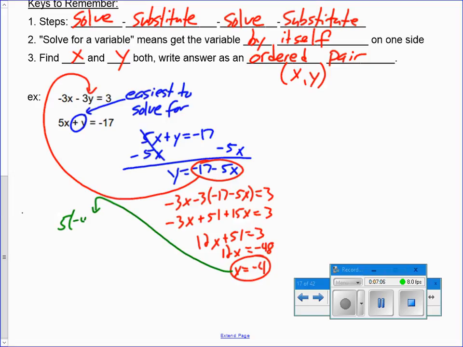5x, that's negative 4, plus y equals negative 17. So negative 20 plus y equals negative 17. Add 20, we're going to get y is 3. And remember that we write our final answer as an ordered pair. So it'd be negative 4, comma 3.